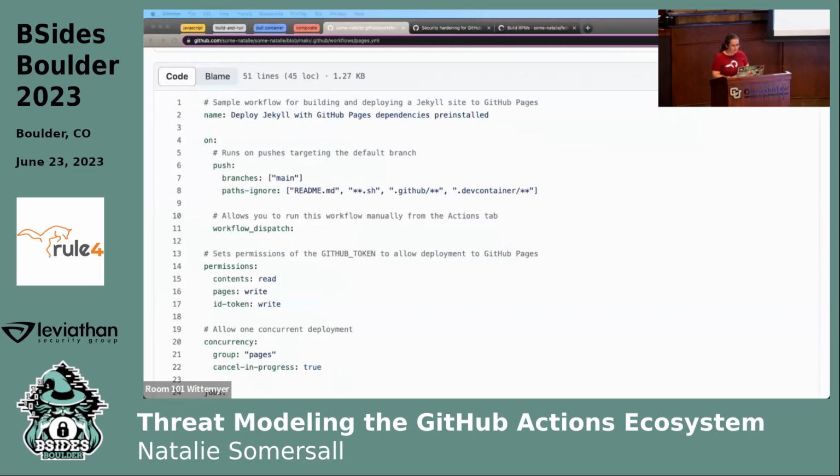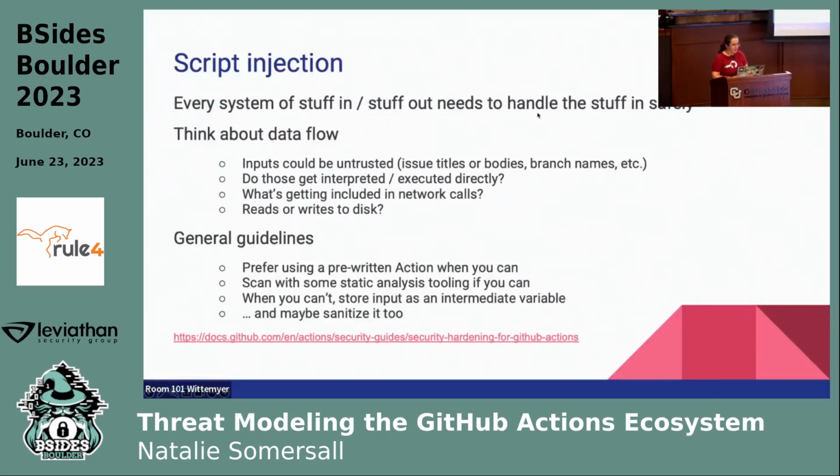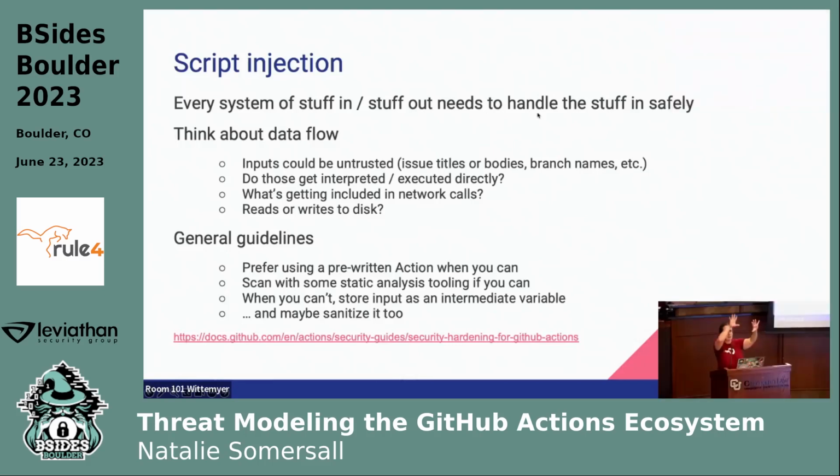Because I really, really, really want to talk about script injection. I know it's everyone's favorite topic. Because every system that has stuff in, process going on, stuff out, needs to handle the stuff that's inbound safely. So as you're looking through a user requested or user written GitHub action, here's where I would like to think about the data flow. Like, could the inputs be untrusted?